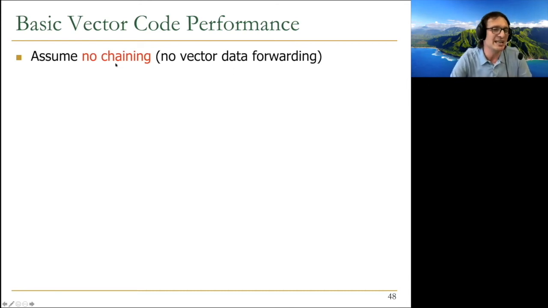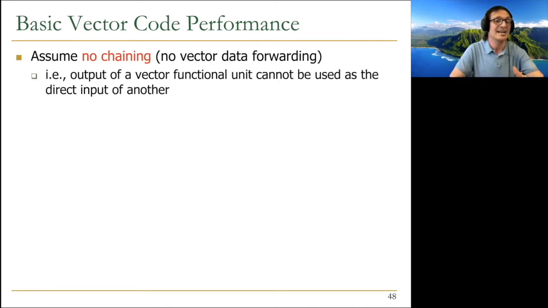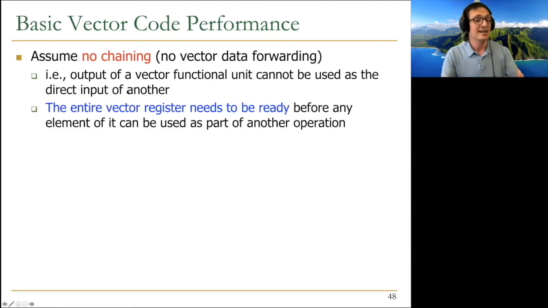But basically, chaining means forwarding of data between different vector elements. So whenever one element is available, you forward it to another functional unit. That's the idea. So basically, the output of a vector functional unit cannot be used as a direct input of another if you don't have chaining. If you do have chaining, it can be used. Okay. So basically, the entire vector register needs to be ready before any element of it can be used as part of another operation. So you can see that this is very conservative, right?